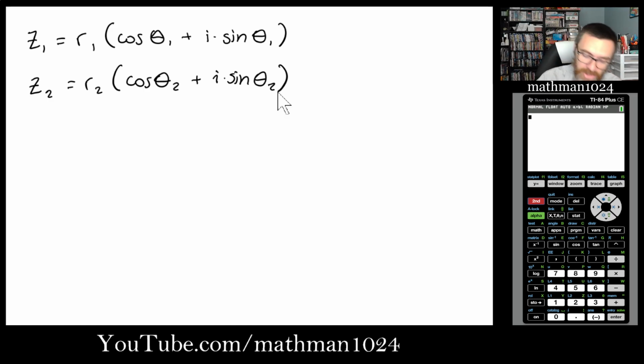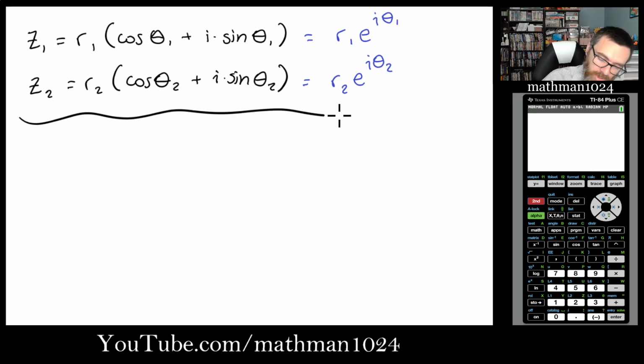Now, while we're here, let's also say that we could express this in exponential form as r sub 1 e raised to the i theta sub 1. And this second one could be r sub 2 e raised to the i times theta sub 2.